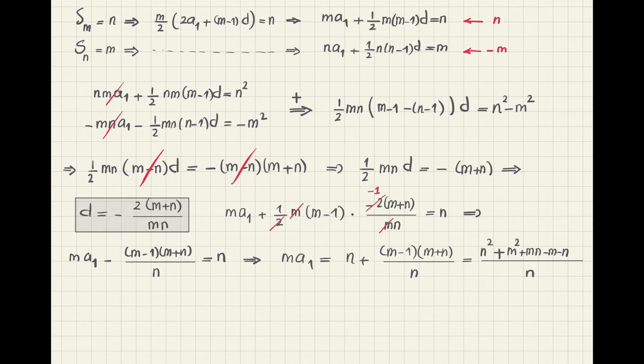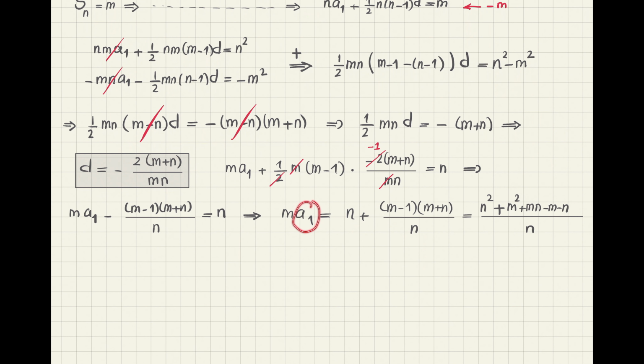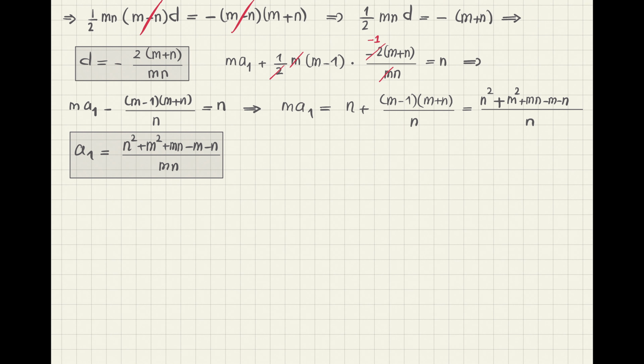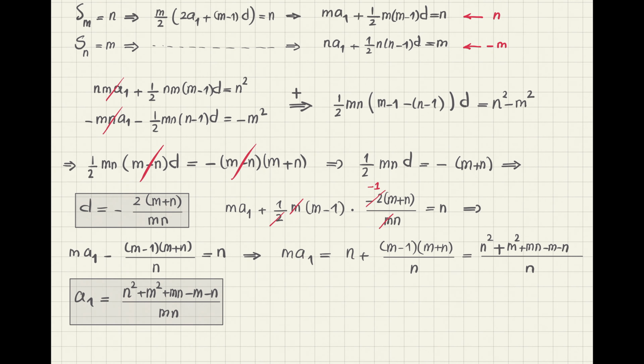And finally, because I want to find a1, I divide both sides by m, so a1 becomes n squared plus m squared plus mn minus m minus n divided by m times n. Yes, so that is also a1. Okay, so now the tedious part is left.